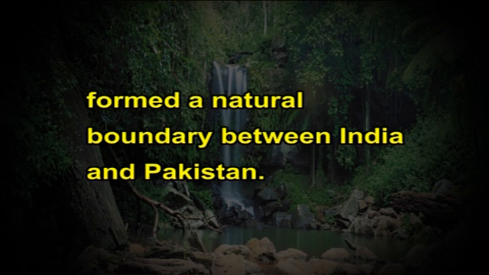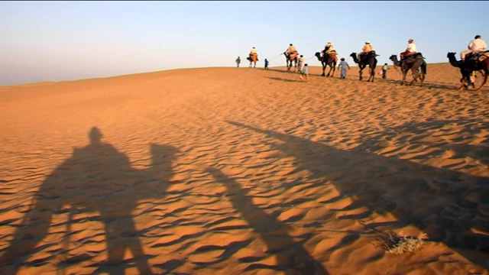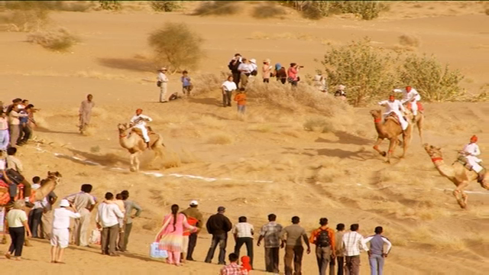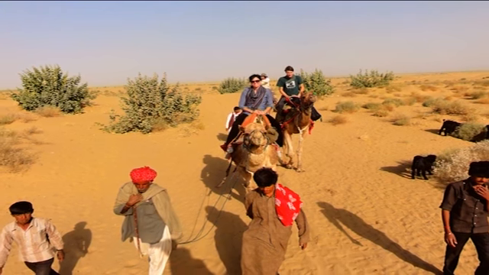The Thar Desert is also known as the Great Indian Desert. It is a large arid region in the north, which lies on the western part and forms the natural boundary between India and Pakistan. It is a great tourist attraction in Rajasthan. A large number of both domestic and international tourists visit this desert every year.